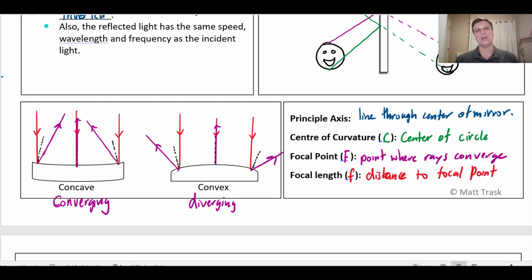Now, it is worth noting that if I have a circular mirror, the focal distance is exactly half the distance to the center of curvature. So the center of curvature is located 2 focal lengths away from the mirror.